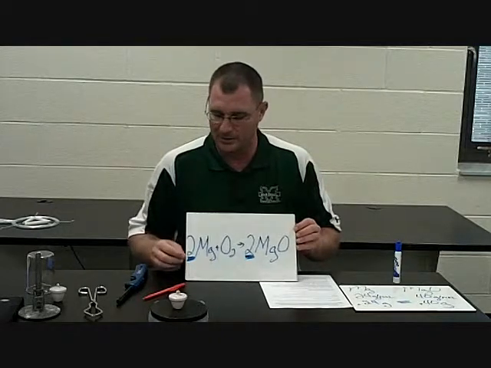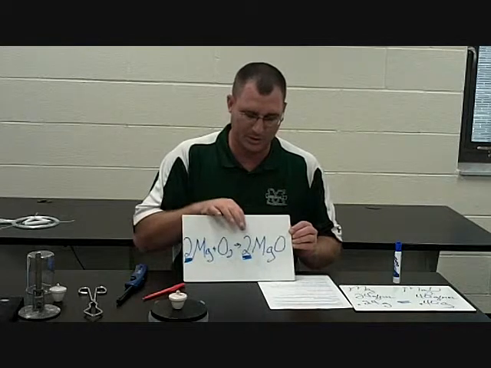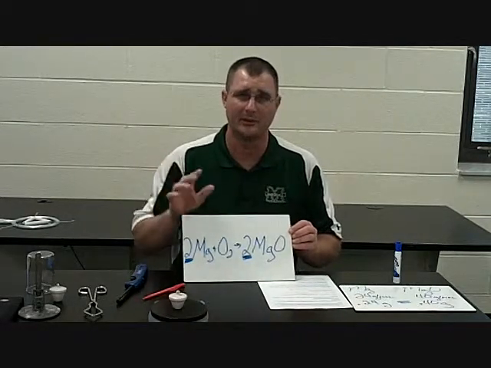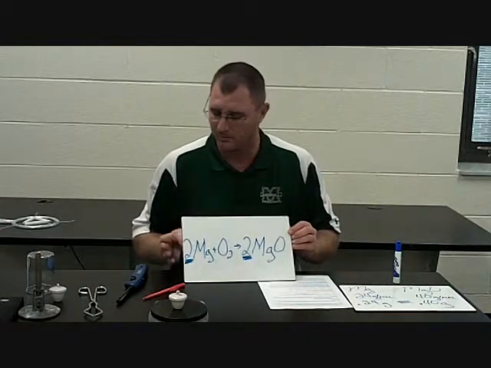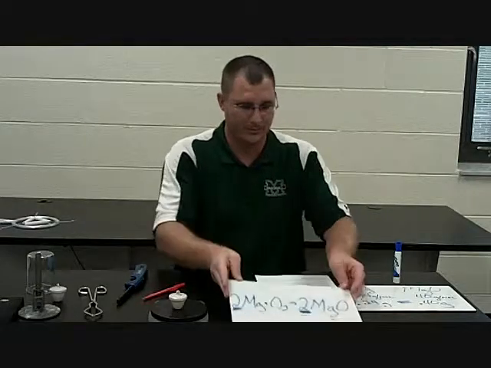The thing that we need to look at is that both the reactant Mg and the product MgO have a coefficient of 2. So they're a 1-to-1 ratio. So if I started with 1 mole of this, I should have 1 mole of this produced. Now, let's look a little further.